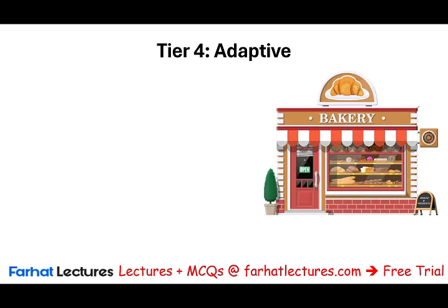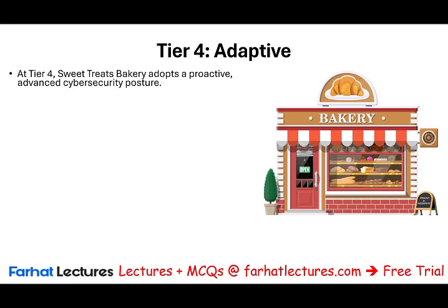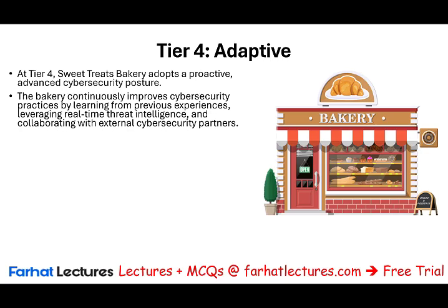Now the bakery grows, they're across the whole country, hundreds of stores, thousands of employees. Now what they did, they adopted a proactive, advanced cybersecurity posture. They can no longer take any chances. They have an online system that's bringing them millions and millions of dollars in sales. They have suppliers. They want to make sure their suppliers are secure. So the bakery continuously improves cybersecurity practices by learning from previous experiences, leveraging real-time threat intelligence, and collaborating with external cybersecurity partners. And this is basically the highest level. You're leveraging other people's experience as well.